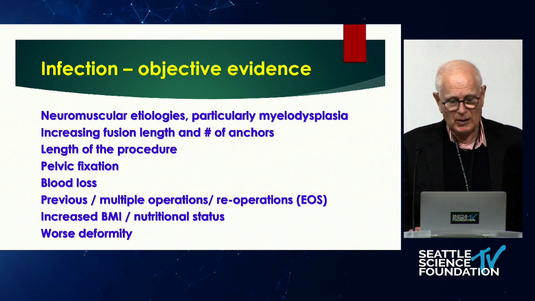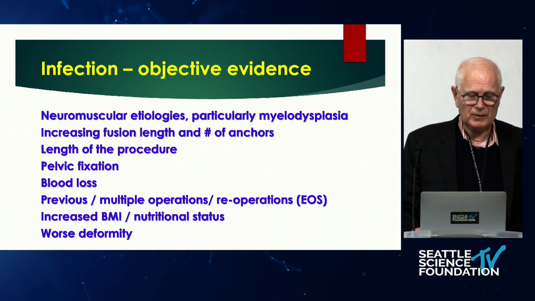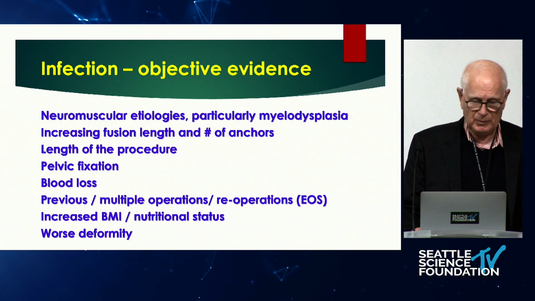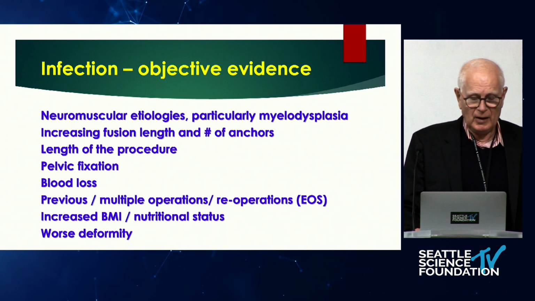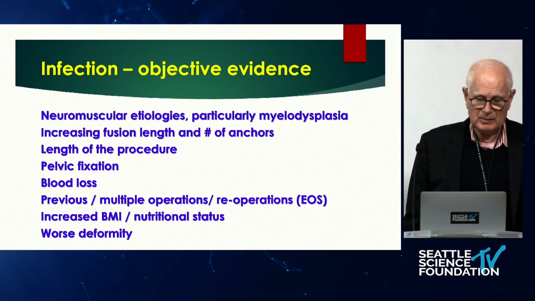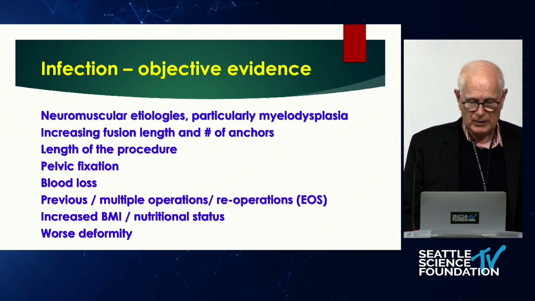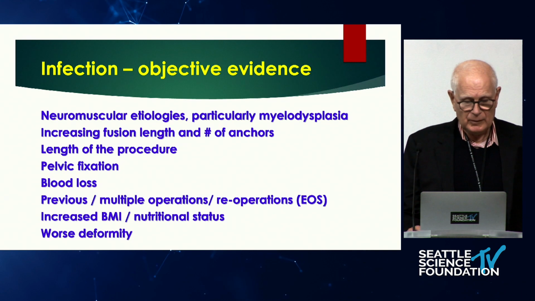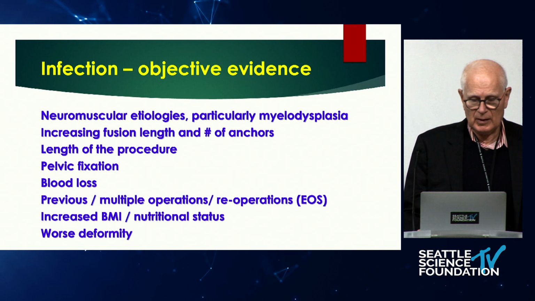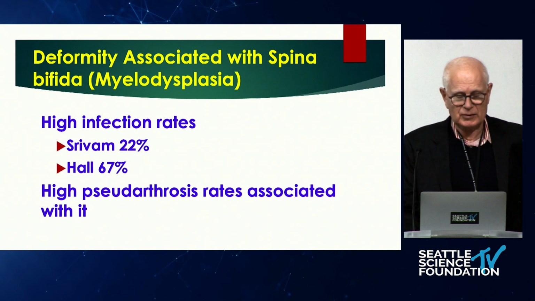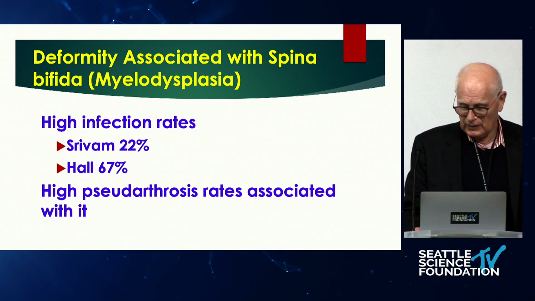Certainly the neuromuscular etiologies, particularly the myelodysplasia, have high rates, and increasing fusion length and number of anchors contribute to it. Length of the procedure, pelvic fixation, blood loss, and previous multiple operations and reoperations, certainly very common in treating early onset scoliosis. Nutritional status, and the worse the deformity, the more likely running into an issue. Myelodysplasia is a particularly bad actor as far as infection rate is concerned.